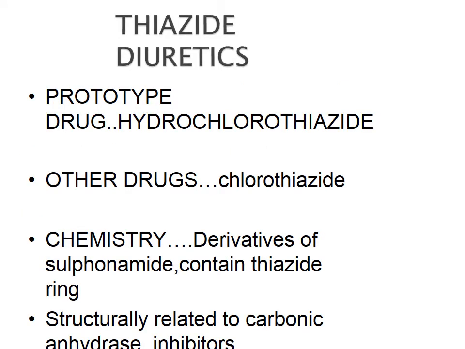Now, the first among the classification we will discuss is the thiazide diuretic. The prototype drug of the thiazide diuretics is hydrochlorothiazide. Other drugs are the chlorothiazides, and the chemistry is basically that they are derivatives of sulfonamides that contain a thiazide ring. Structurally, they are related to the carbonic anhydrase inhibitors.